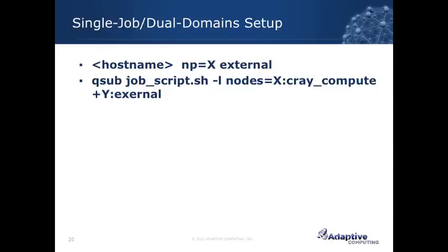Basically, the single job dual domain setup is in the nodes file. You just set a keyword of external on the nodes that are external to your system. And then what happens is that translates it into two keywords, the Cray compute and the external. That should say external, not externals, excuse me. Those are the two features. So if you're familiar with our product line, the concept of node features are used automatically so that you can set up your multi-domain very easily. So in this case, you can specify X amount of Cray compute nodes and Y number of external nodes.